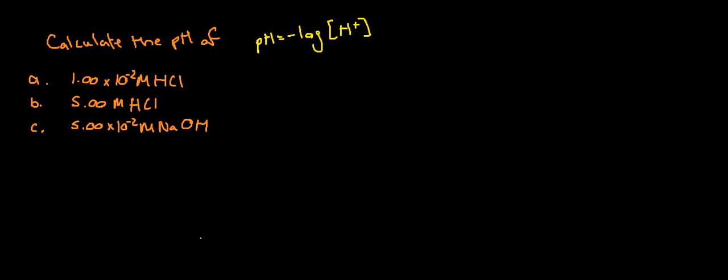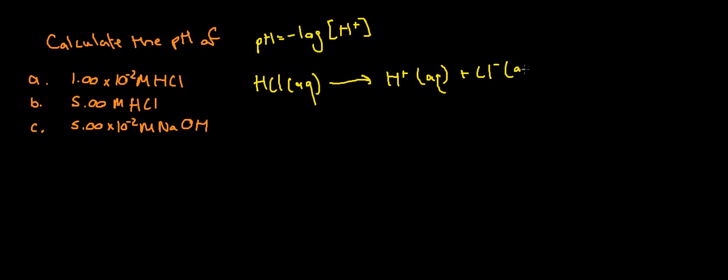Calculate the pH of the following. First one is 1 times 10 to the minus second molar HCl. First thing to do is write out the equation. Since it's a strong acid, it's assumed to go directly to products, no equilibrium necessary. So now this becomes a very easy problem.